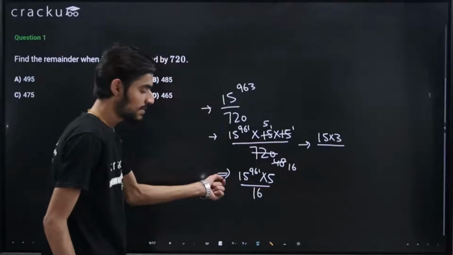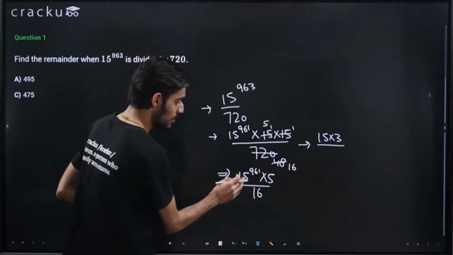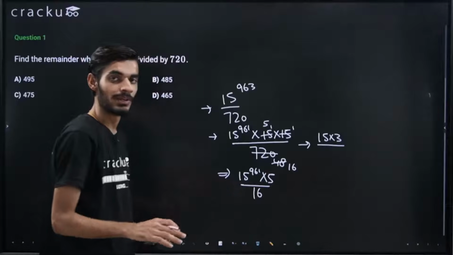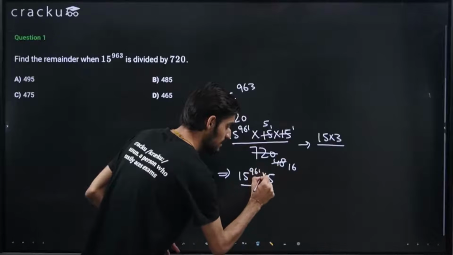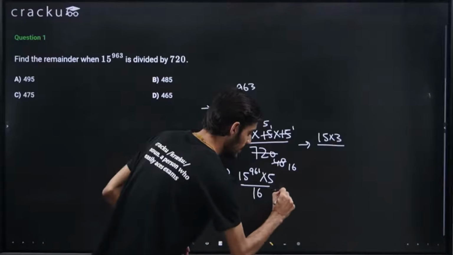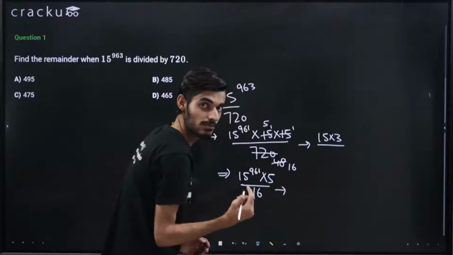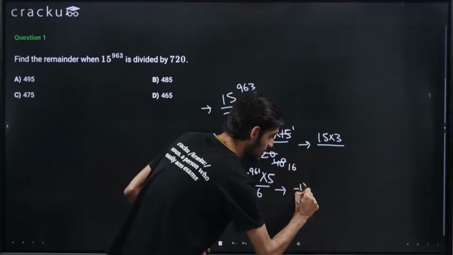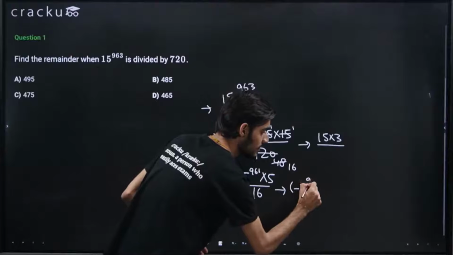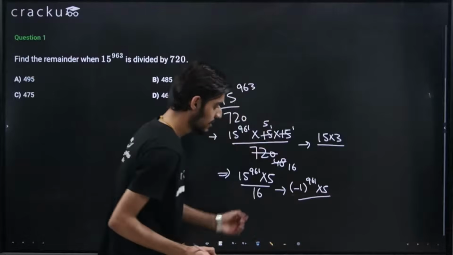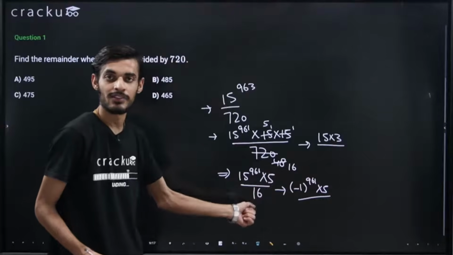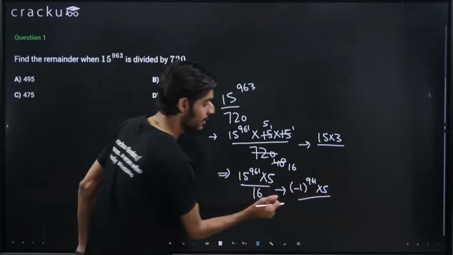So now the concept of negative remainder will help you, because 15 divided by 16 will give me remainder either 15 or minus 1. Because I need to ease my calculation, I can write the remainder as minus 1. So minus 1 raised to the power 961 multiplied by 5. Because 5 divided by 16 will give me 5 only as remainder.